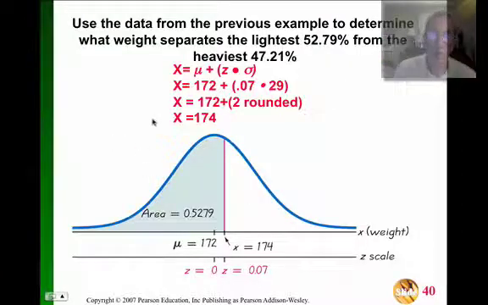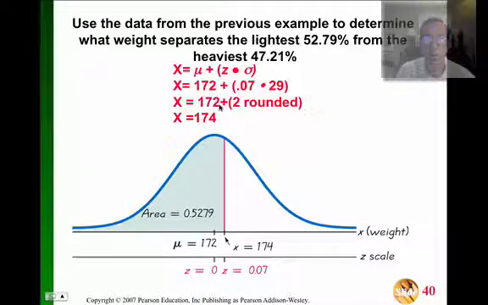So let's see what that would have meant had we not known our answer was 174, but we were looking for the lightest 52.79% of the population. What value x would give us that? So now I used mu, 172, plus 0.07 times 29, which was our standard deviation. 172 plus 2, 174.